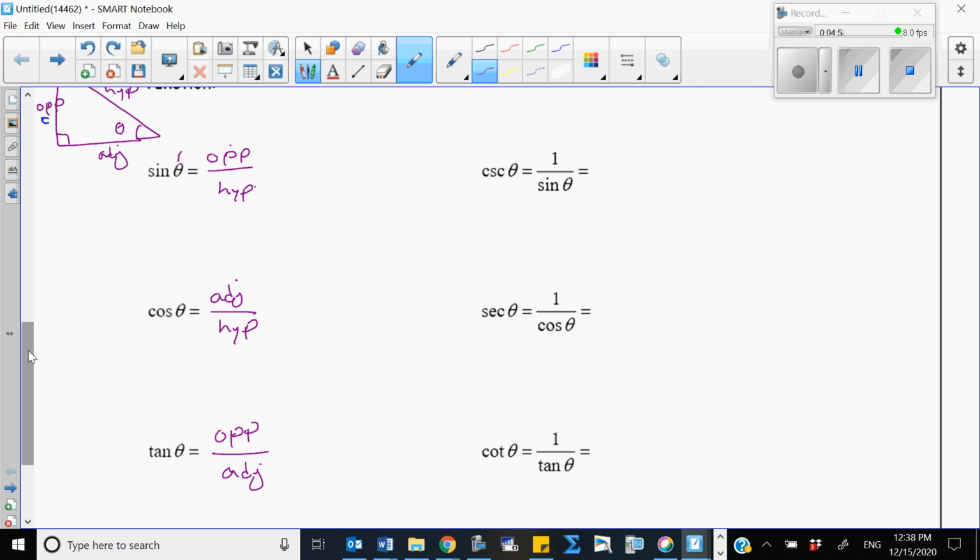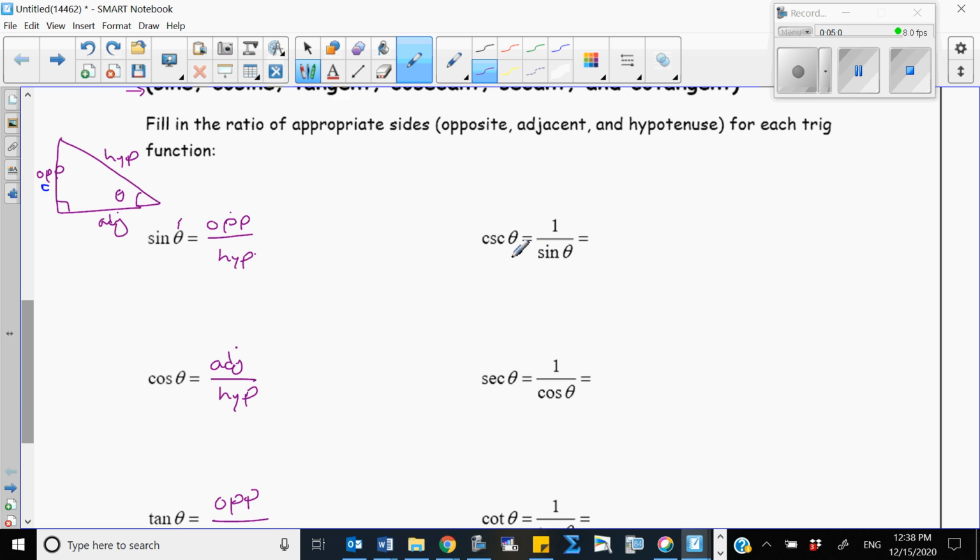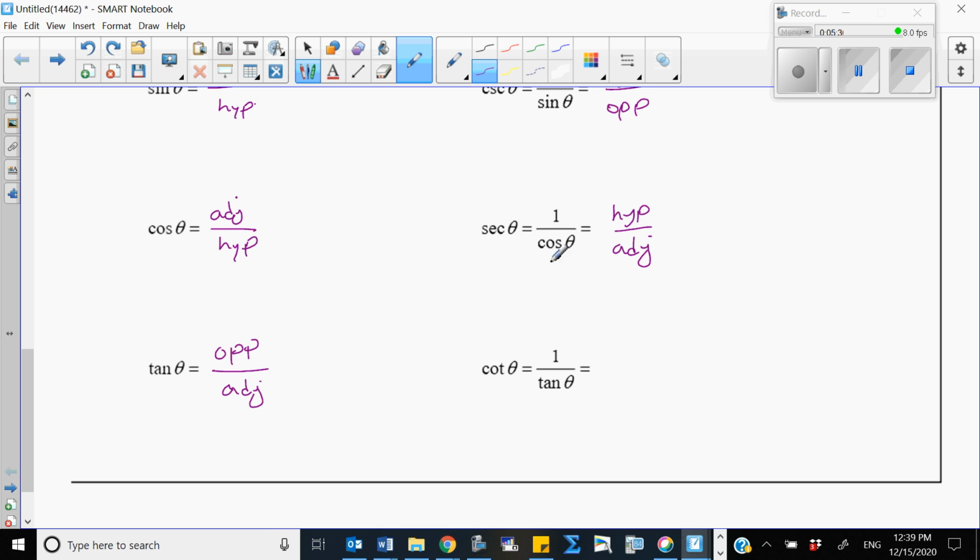Now, what are the other 3? Cosecant is reciprocal of sine. You see, it's 1 over sine. So if sine is opposite over hypotenuse, the reciprocal of that is going to be hypotenuse over opposite. Secant is reciprocal of cosine. Cosine is adjacent over hypotenuse, and the reciprocal of that is hypotenuse over adjacent. So I just flip whatever I have here, and that will give me secant.